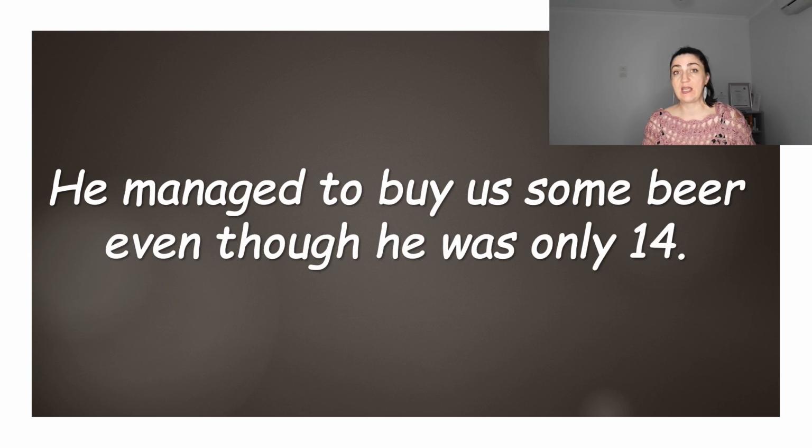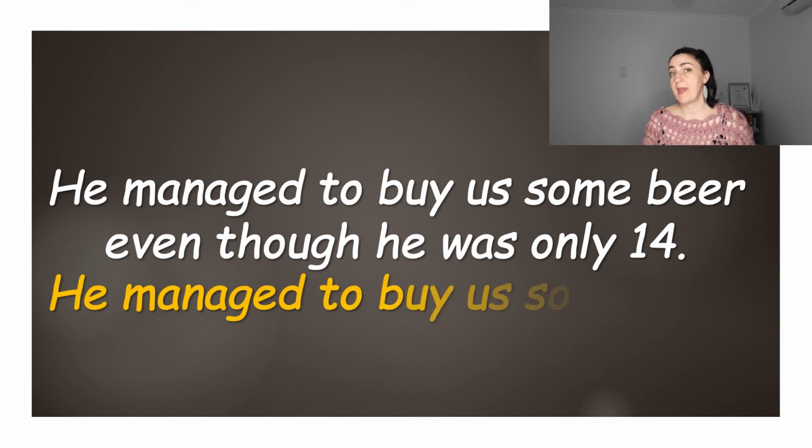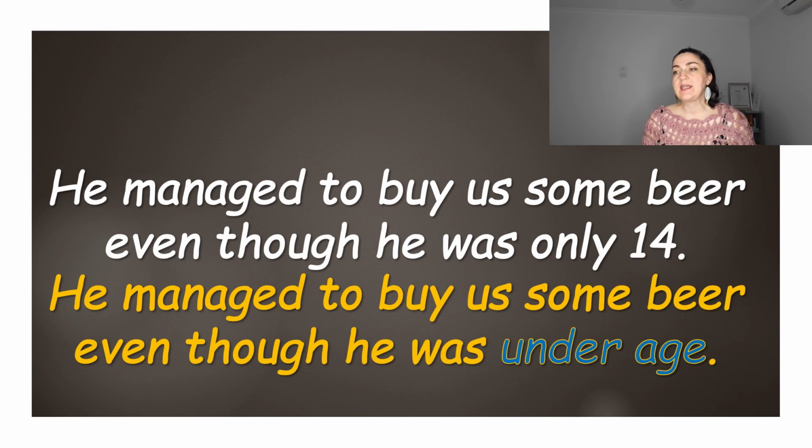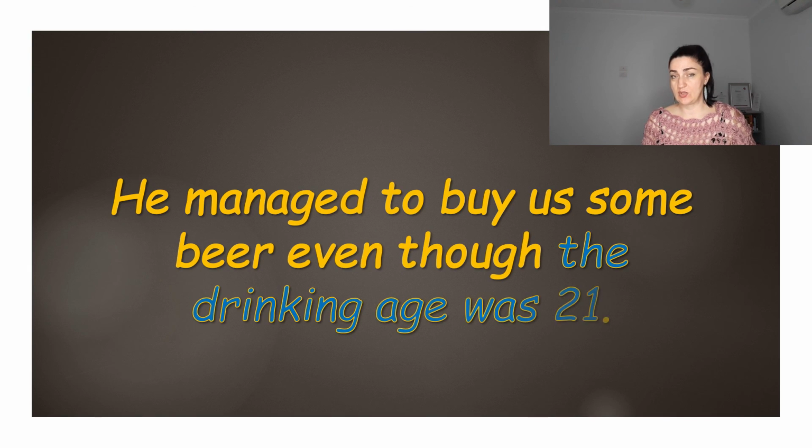Let's say you want to say he managed to buy us some beer even though he was only 14. Instead of this, he was only 14, you can use the expression be underage. And you can say this sentence, he managed to buy us some beer even though he was underage. Or you can use the expression the drinking age. In that case, this sentence would be, he managed to buy us some beer even though the drinking age was 21.